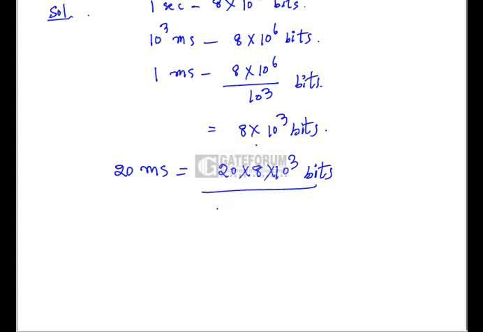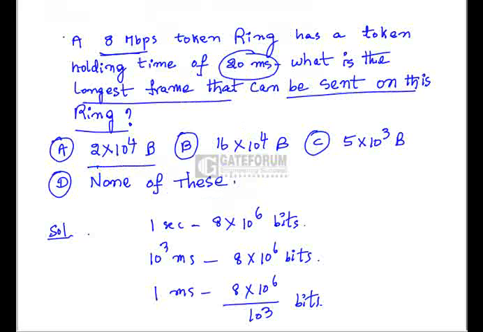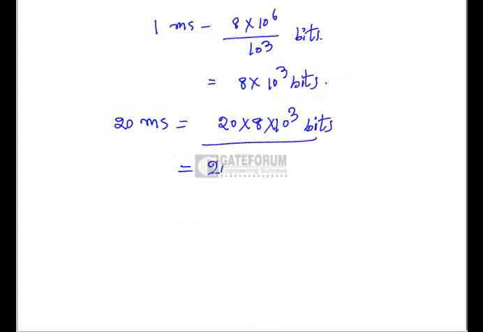It is in the form of bits, but all the options are given in bytes: 2 into 10 power 4 bytes, 16 into 10 power 4 bytes. So better divide it by 8 so that you will get bytes. 20 into 10 power 3 bytes, because 8 will be cancelled. So 20 into 10 power 3 is nothing but 2 into 10 power 4 bytes.